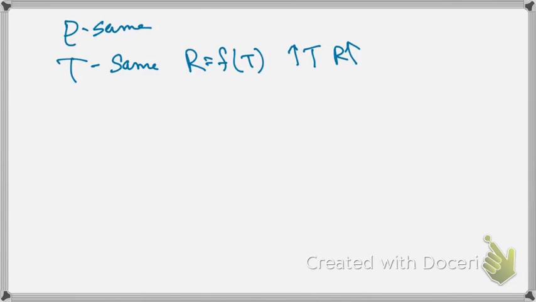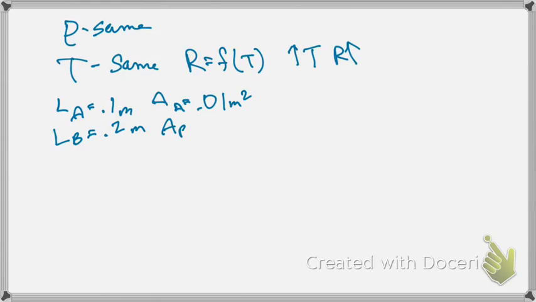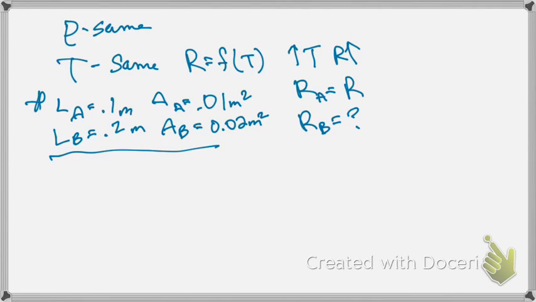Now, wire A, the length of A is 0.1, the length of B is 0.2, and the area of A is 0.01 meters squared. This was, I guess, meters and meters. And the area of B is 0.02 meters squared. And they say the resistance of A is R. Let's just call it RA. And they want to know what's the resistance of B. RA is R. We want to know that. So how does B compare to A?